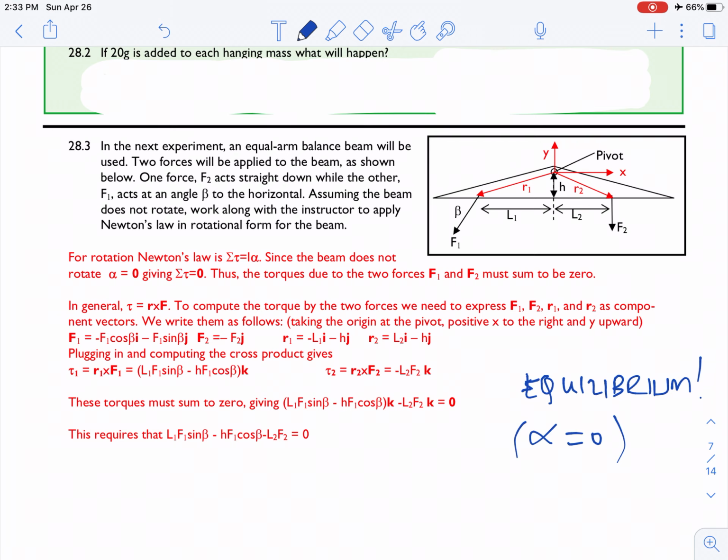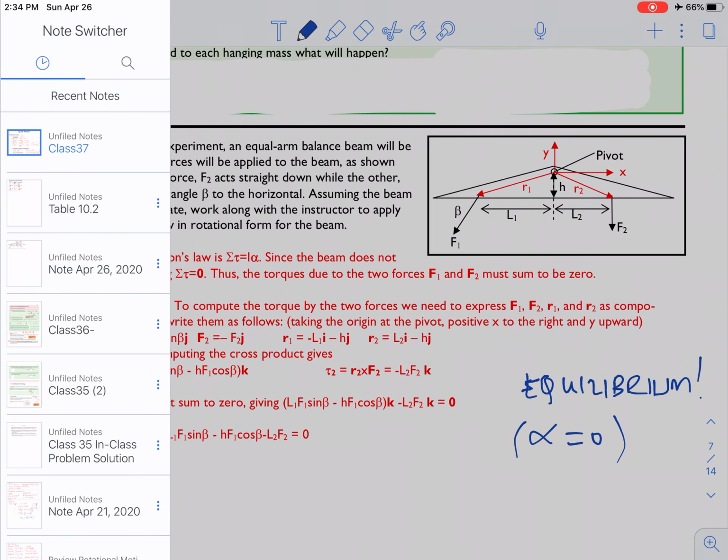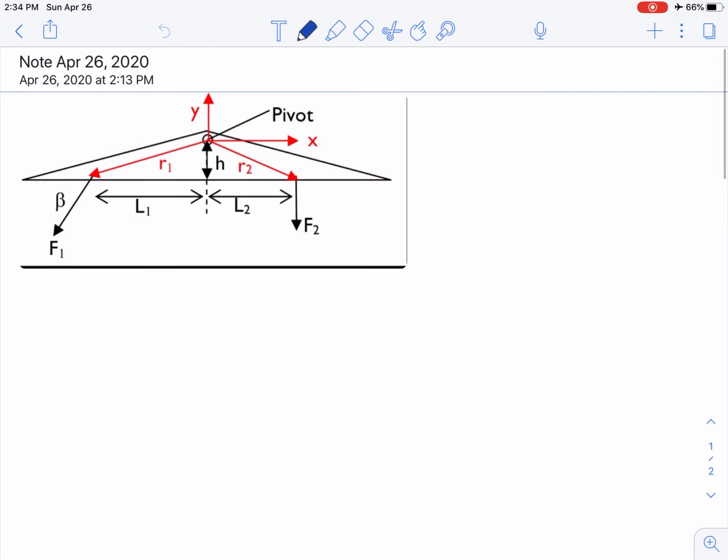The figure is a little complicated, so let's look into this on a separate page. I copied the figure here. Let's apply our torque relation. The sum of torques equals I alpha. Torque is a vector, alpha is a vector, but we know that alpha is 0 because it's in equilibrium. That means the sum of torques is going to be 0. We are going to think about how many torques we have, and apply this equation.